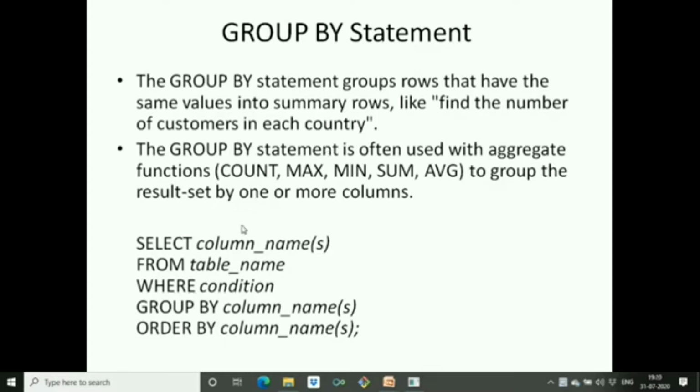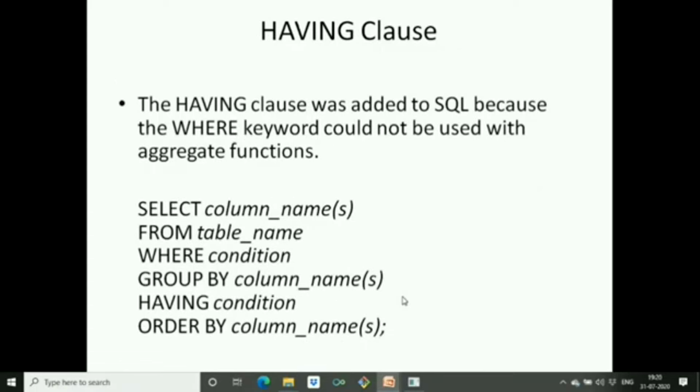So here is the syntax. Select column name, whatever you want to select, from which table you want to select, where condition is optional as usual, but you can specify, and group by which column names you want to group it. And you can also have the order by clause over here. And after that, there is a having clause also.